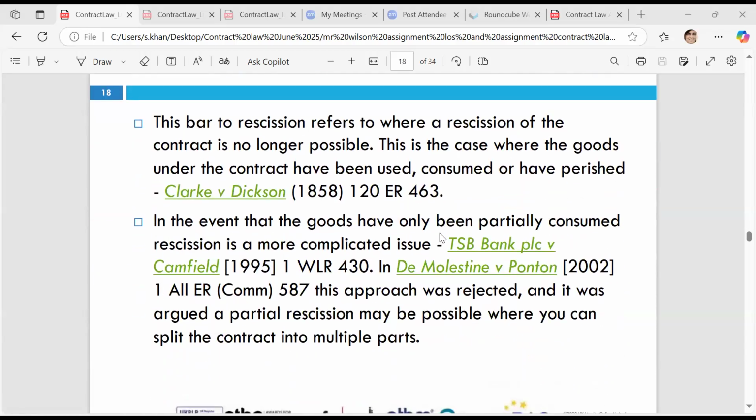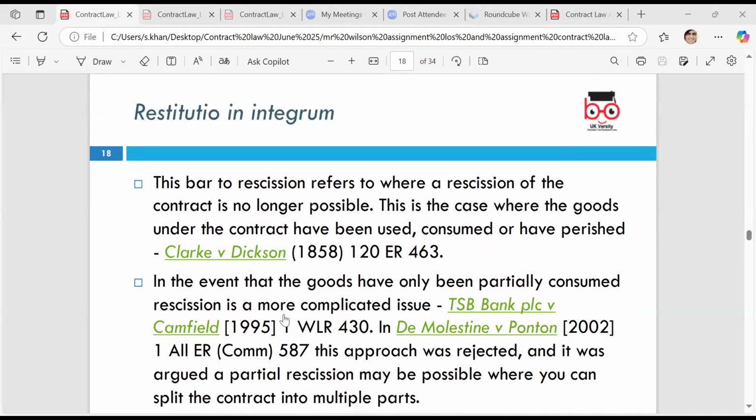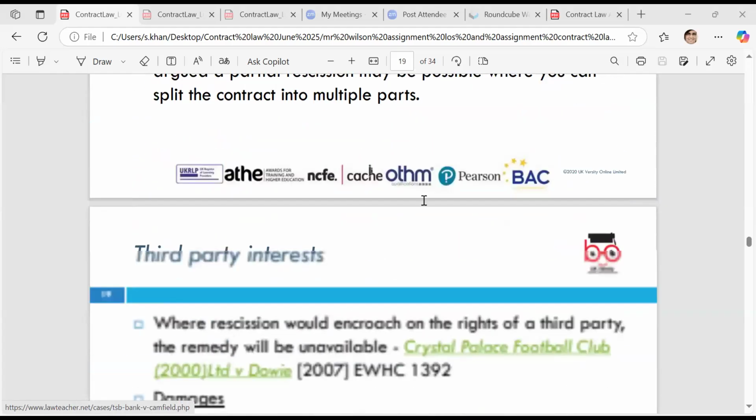Restitutio in integrum is Latin, meaning restoration to the original condition. In a legal context, it refers to the act of undoing a transaction or situation and returning all parties to their pre-existing condition. So just returning them back. It's often a remedy used where a contract is cancelled due to misrepresentation, mistake, or other factors. A case in regard to that is Clark and Dixon and TSB Bank PLC and Camfield 1995.